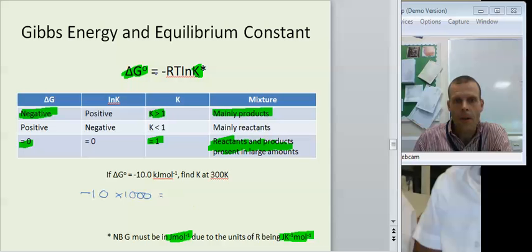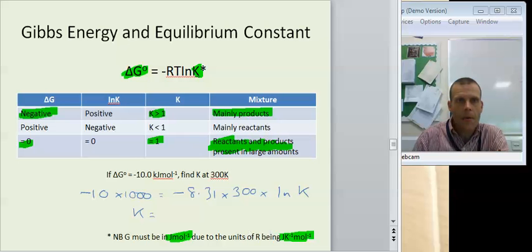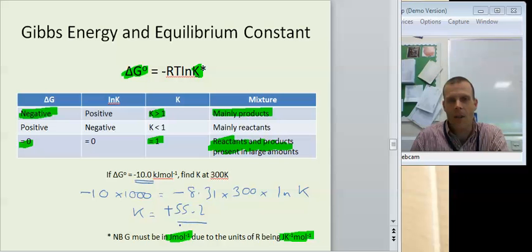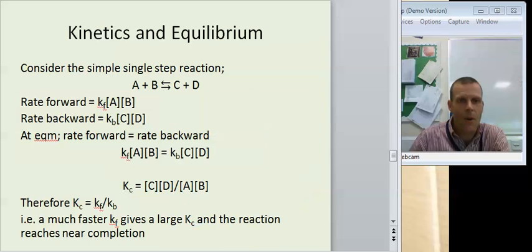equals delta G is equal to minus R times T times natural log of K. I rearrange that and solve it for K, and my K value comes out to be minus 55.2. Sorry, plus 55.2. That makes more sense, because if we've got a negative delta G, we're looking at spontaneous reactions, so we'd expect to be heading across to the right-hand side. So there's my equilibrium constant being greater than 1.